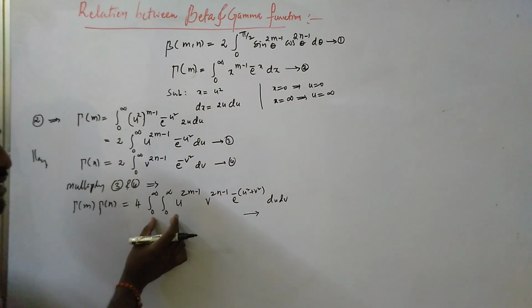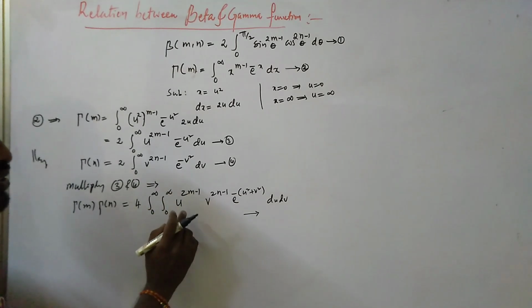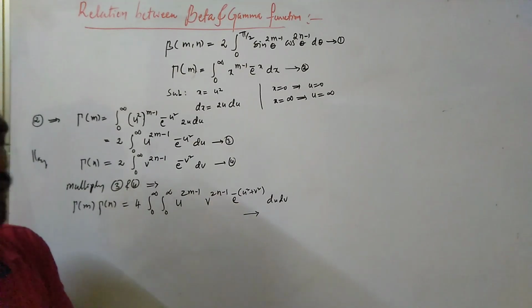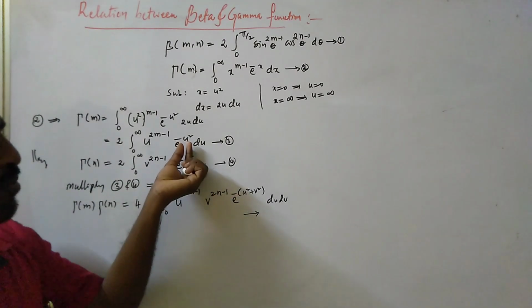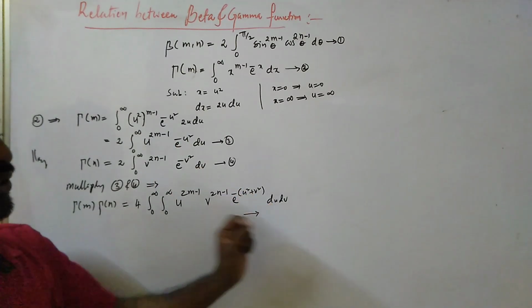double integral, 0 to infinity, 0 to infinity. One variable is u and the second one is v. So u power 2m minus 1, v power 2n minus 1, e power. So bases are equal, their powers should be added. So here the e powers are added. So that is e power minus of u square plus v square, du into dv.